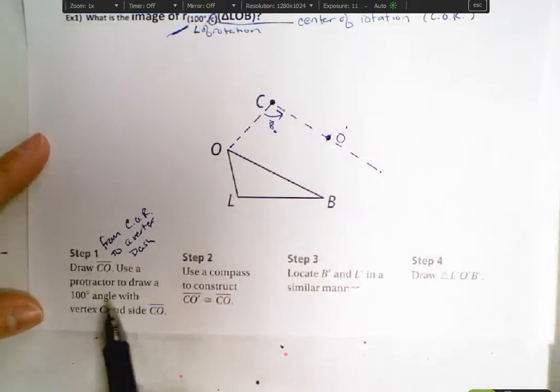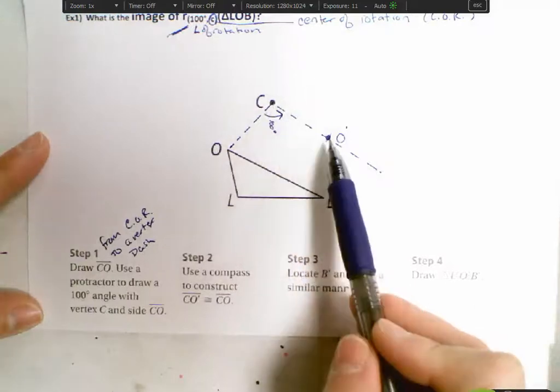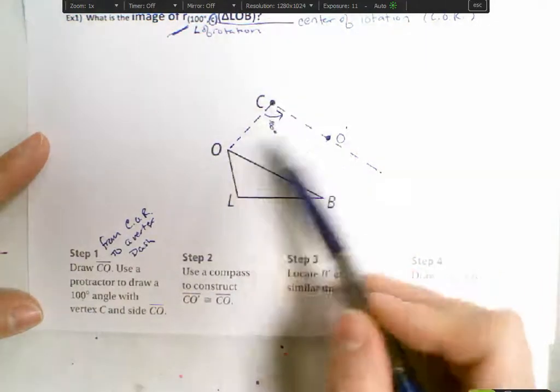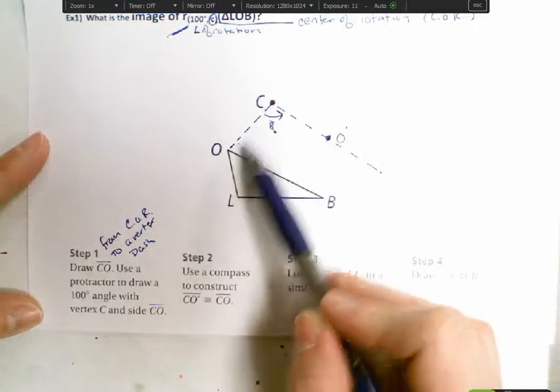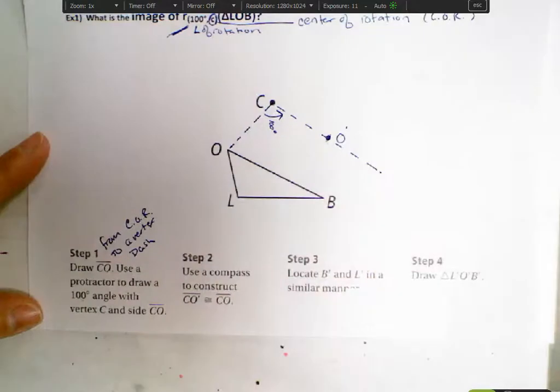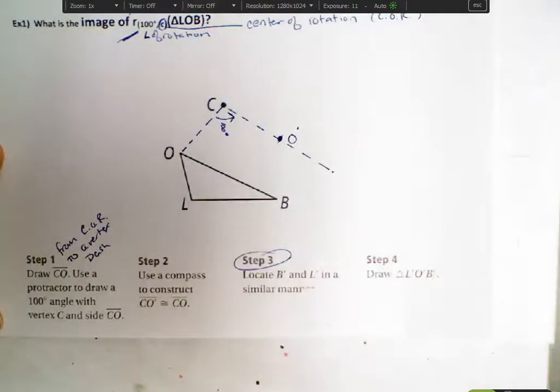That was step 1, to find my 108 degrees. Step 2, use a compass to construct CO prime, the same or congruent length as CO. So we opened our compass to this section and made a little mark here so that we knew how far away. Then we're just going to repeat. So this is a repeat of the same thing.